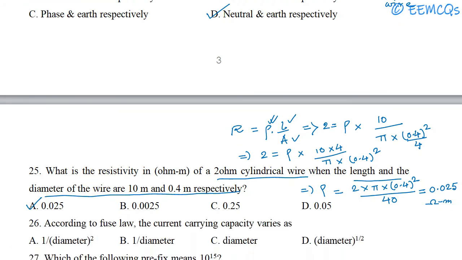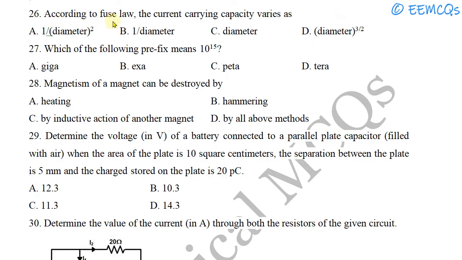Next, question number 26. According to Preece's law, the current carrying capacity varies as 1 by diameter square, 1 by diameter, or diameter to the power 3 by 2. That means it is the diameter of the wire with which the fuse is basically made. So we know the current carrying capacity of the fuse wire is basically proportional to d to the power 3 by 2, where d is the diameter of the fuse wire.